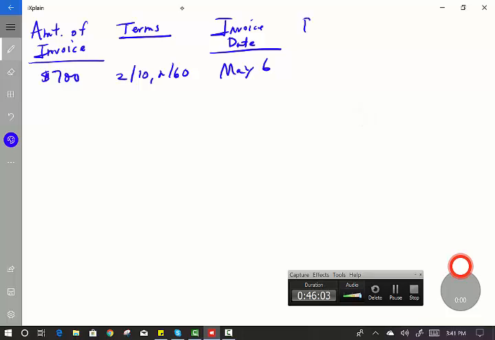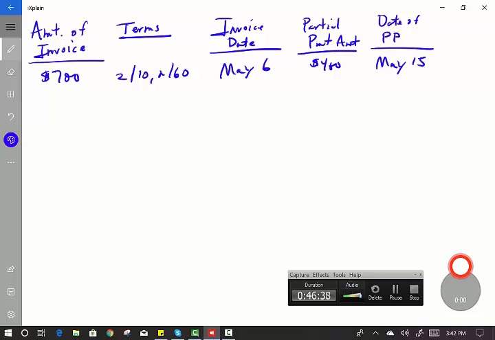And partial payment on this invoice was made on May the 6th, okay, the partial payment amount is $400, and then the date of partial payment is May the 15th. And I want to find the amount to be credited and the balance outstanding.